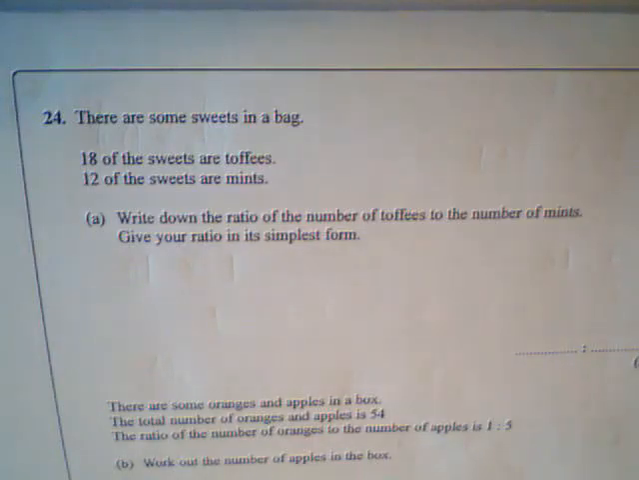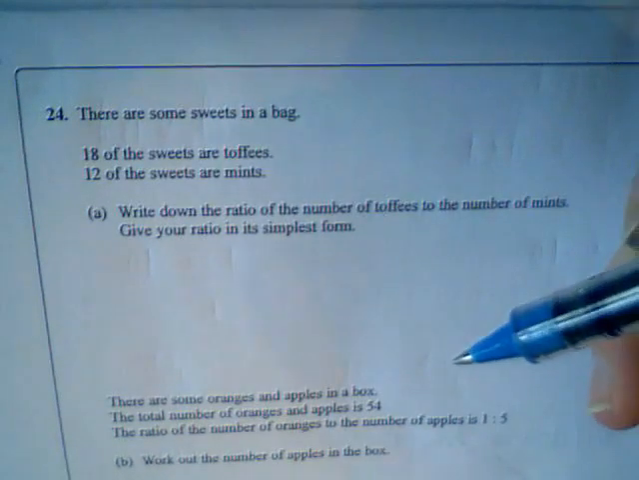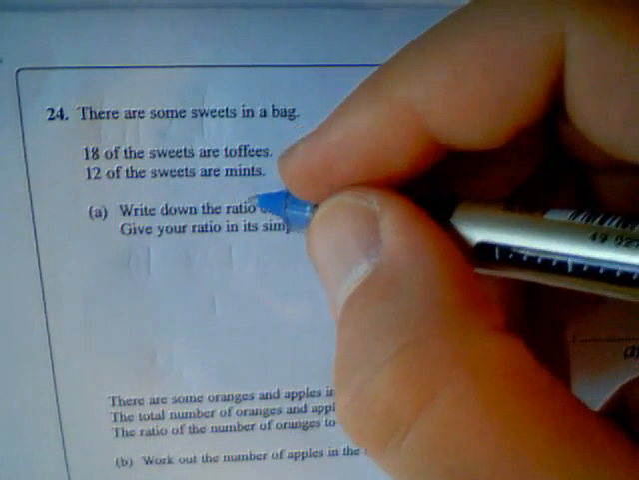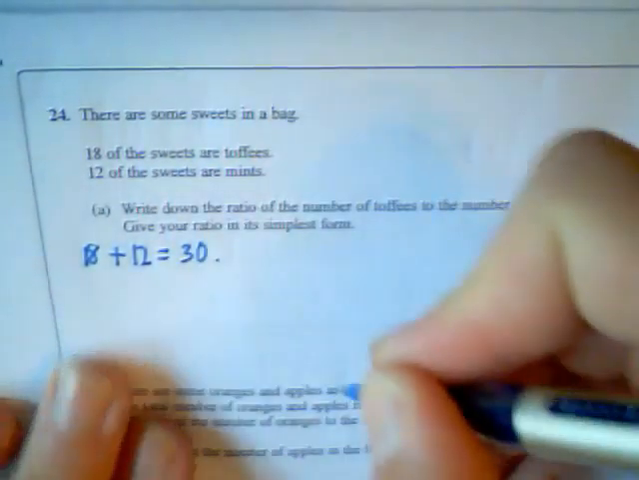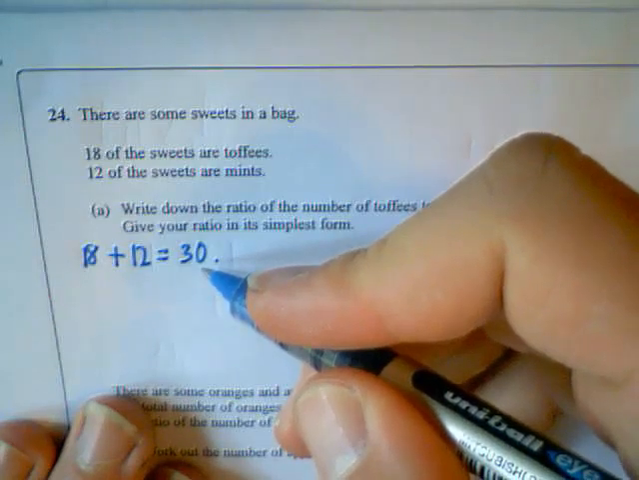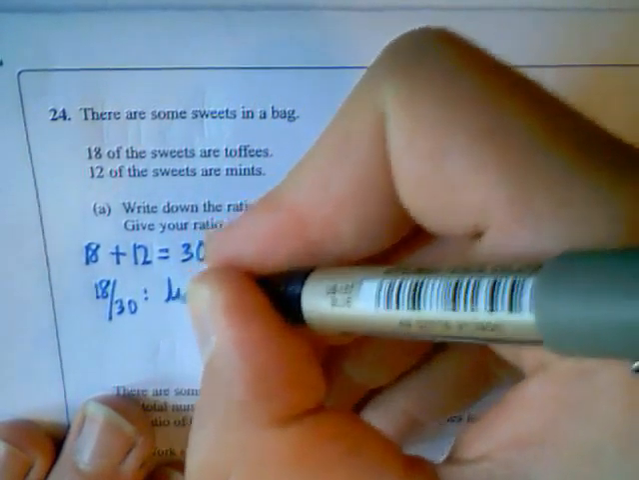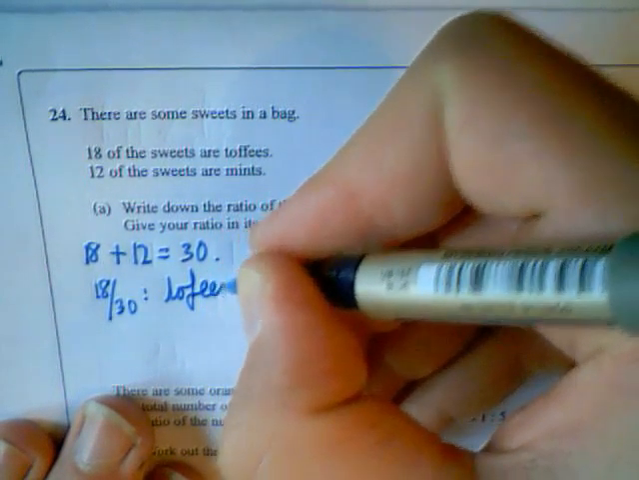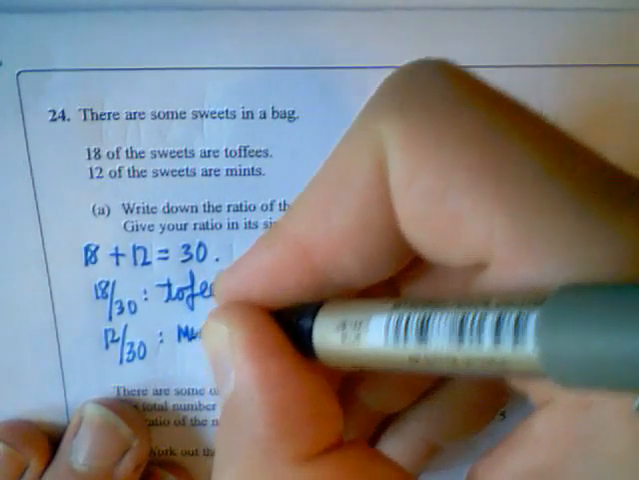essentially, what we need to do is, if we add the total number of toffees and the total number of mints to get the total number of sweets, we have 18 plus 12, which is 30. So we say if we have 30 sweets, we know that 18 out of 30 are toffees, and we know that 12 out of 30 are mints.